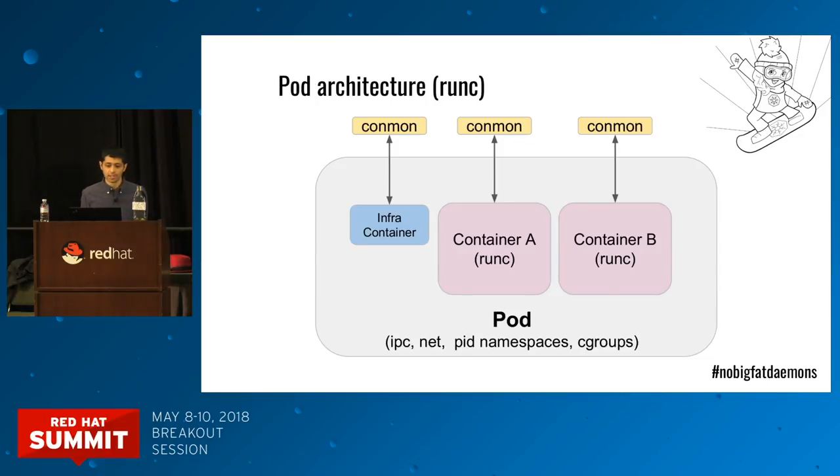So this is what a pod looks like when the runtime is RunC. So you see a Kubernetes pod, which is the holder of the namespaces, the IPC, net, and recently the PID namespace. And it also has the high level C groups under which all the containers for the pod are scoped. So we have the infra container, which is similar to the Kubernetes pod infra container, in CRI-O as well. And then whatever is defined in your pod spec. So you can have multiple containers, and each one of these are run using RunC. And then as we talked about earlier, each one of them has conmon on top.